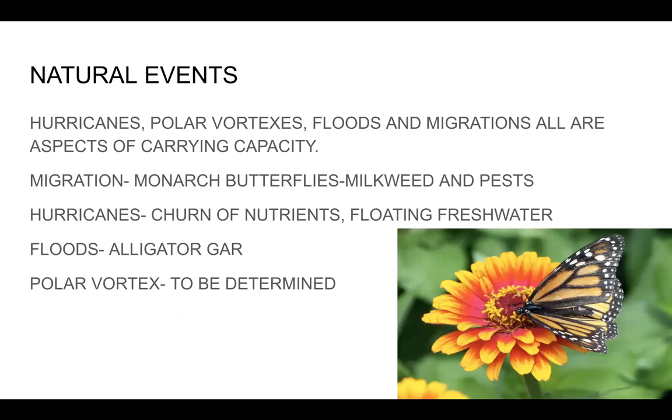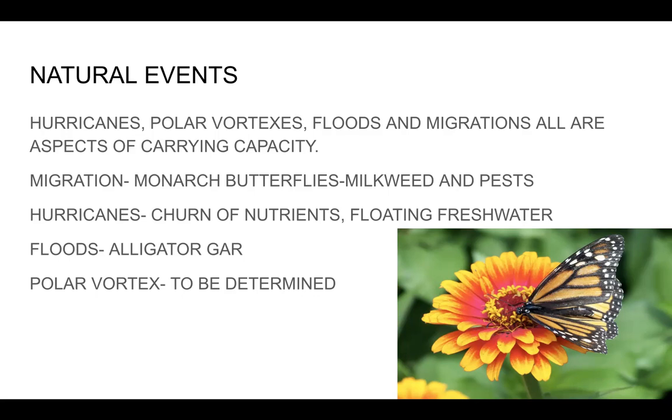Okay, natural events. Now, hurricanes, polar vortexes, floods, migrations, these are all aspects of the carrying capacity. For migration, the monarch butterflies used to come through in the millions, but their numbers have been declining because of the lack of milkweed. That's where they lay their eggs. That is the plant that their larvae feed on. And if they don't have milkweed, it diminishes their numbers. The mortality rate soars. Pests, and also there's a lot of herbicide and pesticide in the upper Midwest that also kills them out.